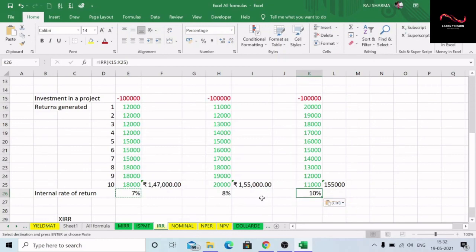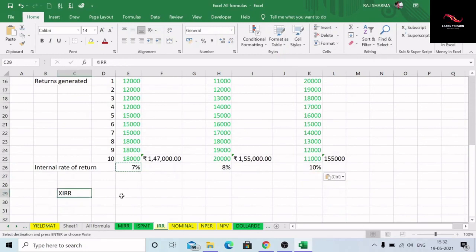Nowadays there is another formula, XIRR, which is more useful and generally used in internal rate of return calculation, because it enables us to provide the dates also and take the dates into consideration. We will discuss this XIRR in my subsequent videos.